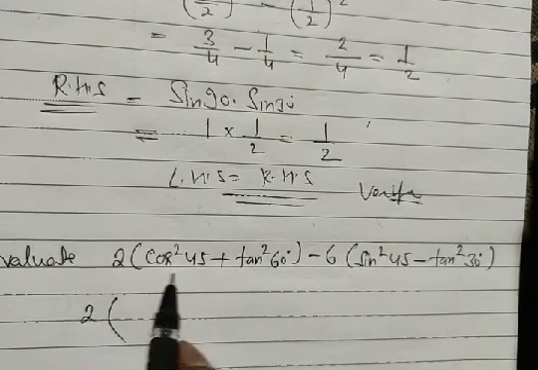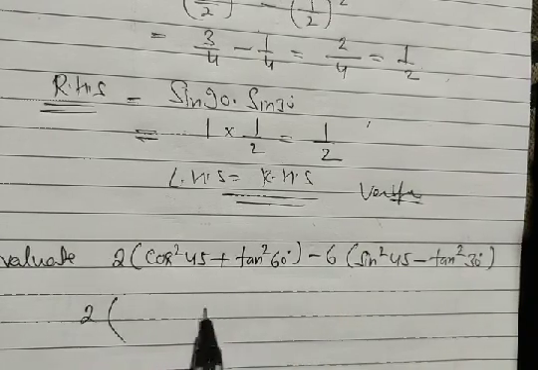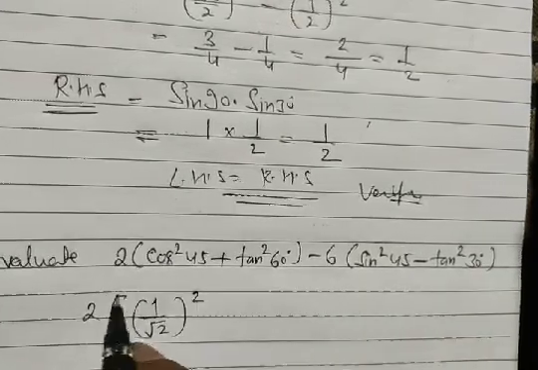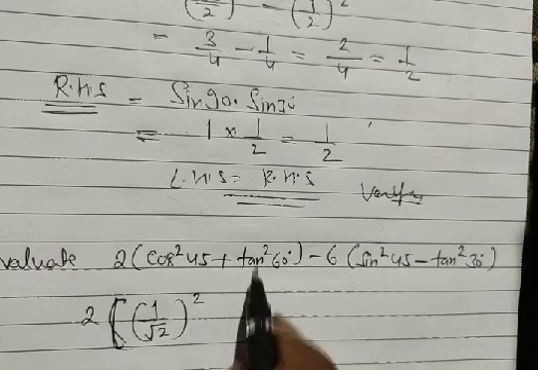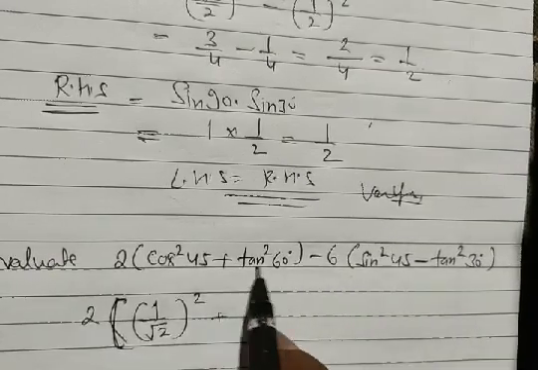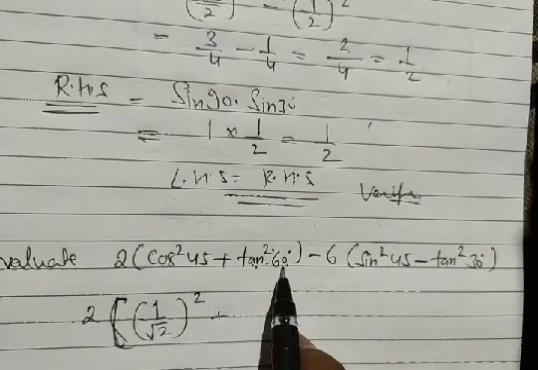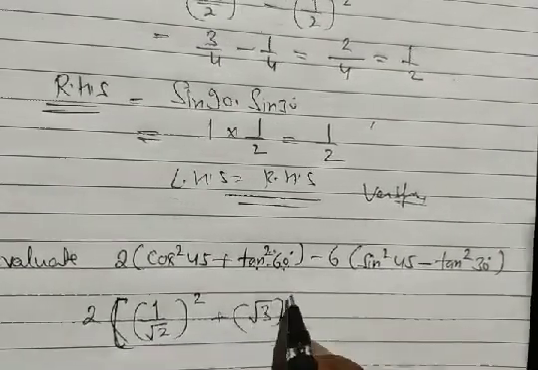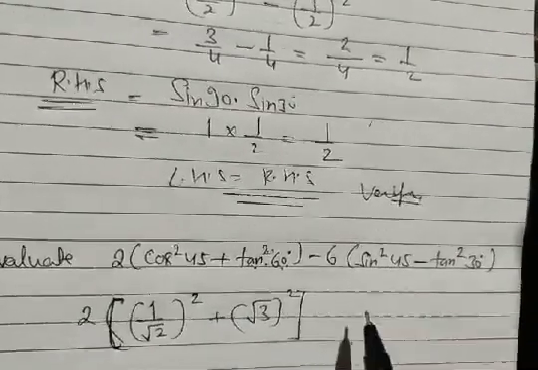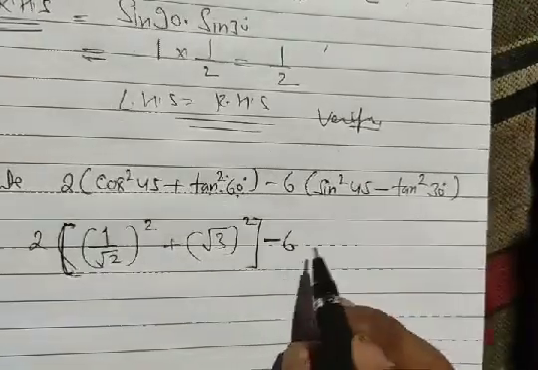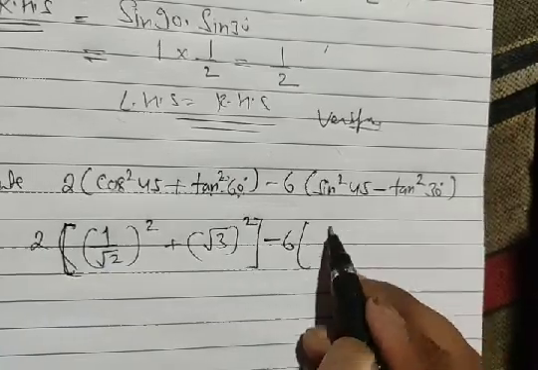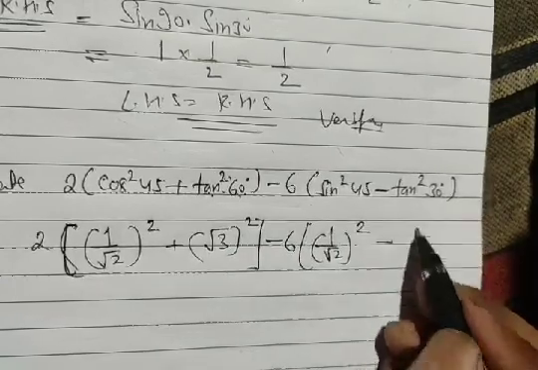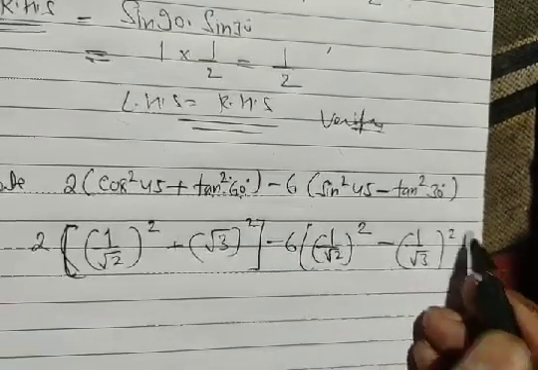Now to evaluate, we are going to put in the values by chart. What is the value of cos 45? The value of cos 45 is 1 by root 2, squared. Then 1 by root 2 whole square plus tan square 60. The value of tan 60 is root 3, but here it is squared, so root 3 square. Then minus 6, the value of sin 45 is 1 by root 2, here it is squared. The value of tan 30 is 1 by root 3, then 1 by root 3 square.